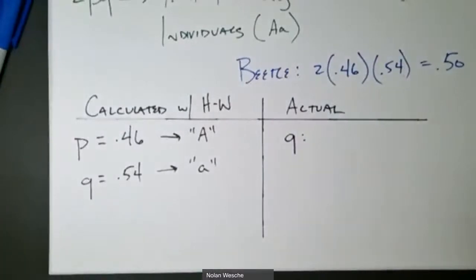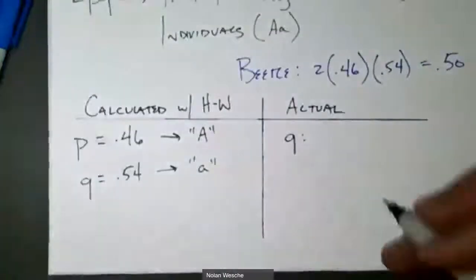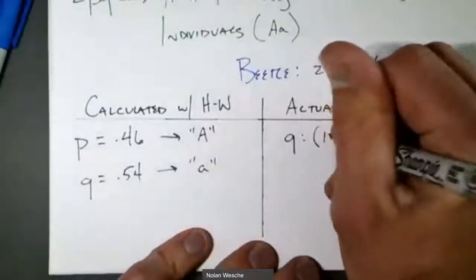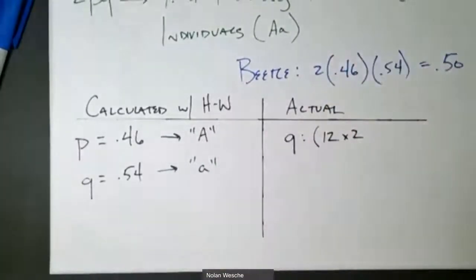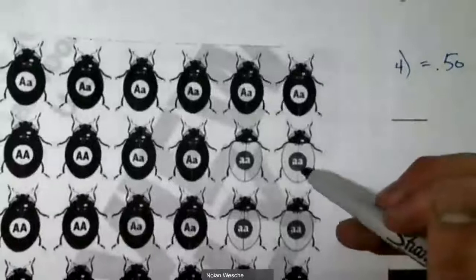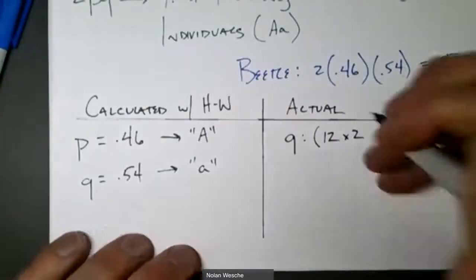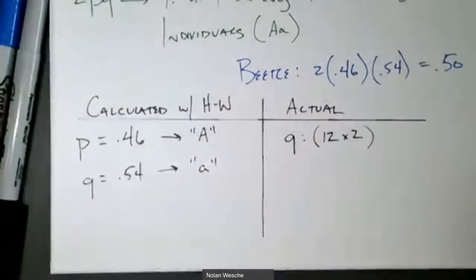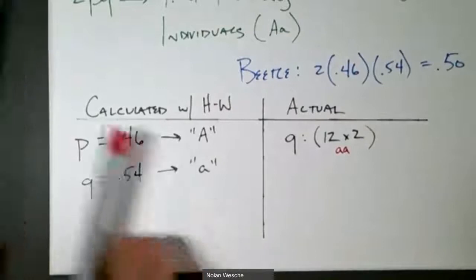So for q, I've got 12 beetles: 2, 4, 6, 8, 10, 12. I've got 12 beetles that have 2 recessive alleles, right? I've got 12 beetles here, and they each have 2 recessive alleles. So I'm going to take those 12 beetles times their 2 recessive alleles. Again, this is representing little a.